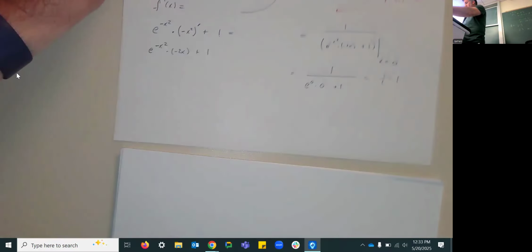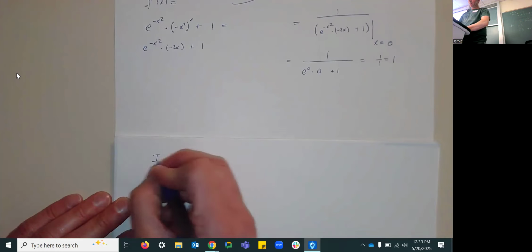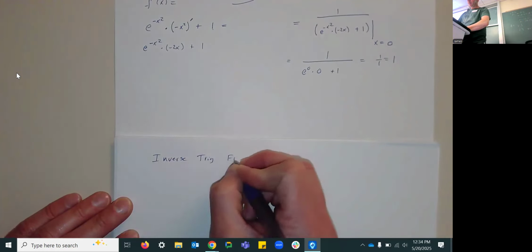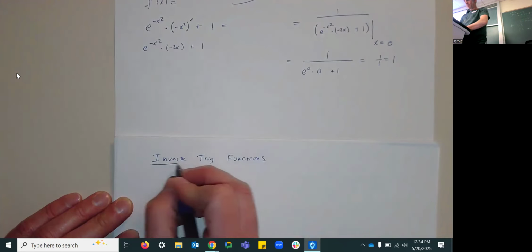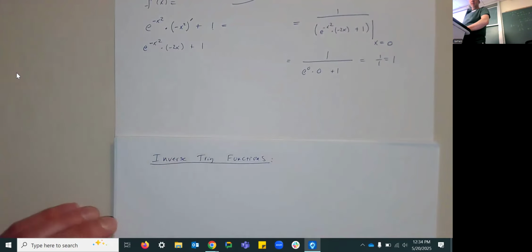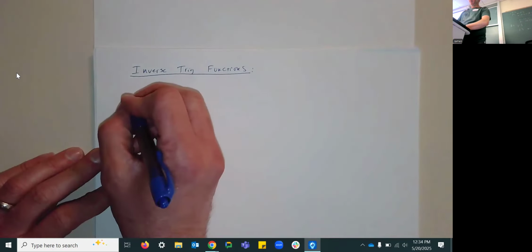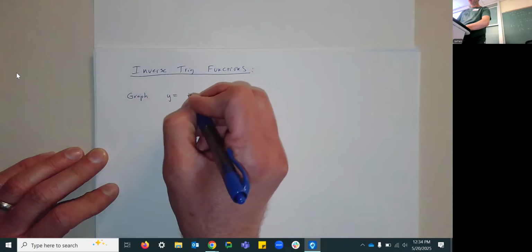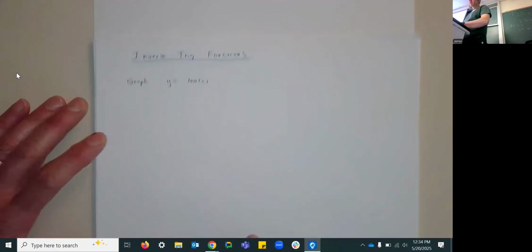So we're going to talk about some inverse trig functions and their derivatives. We'll start off with tangents. So we're going to graph first y equal to tangent of x, and we're just going to do kind of a very easy graph of it.